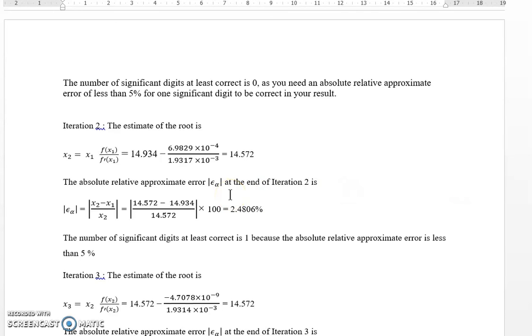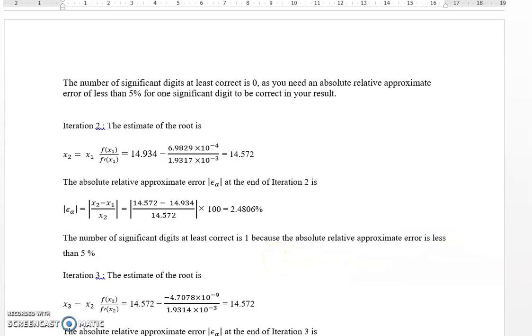For the second iteration, x2 equals x1 minus f(x1) divided by the derivative of f at x1, and we got 14.572. Again we calculate the relative approximate error, and we got 2.4806%. So this is acceptable because the absolute relative approximate error is less than 5%.